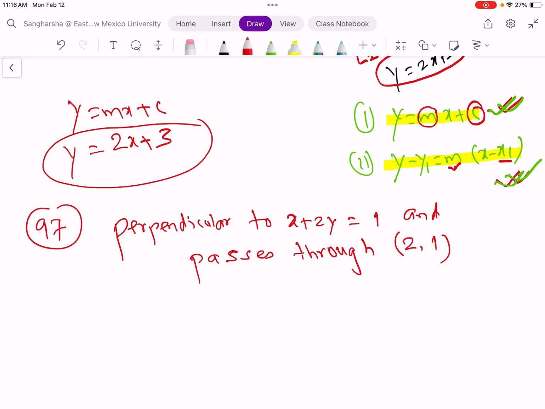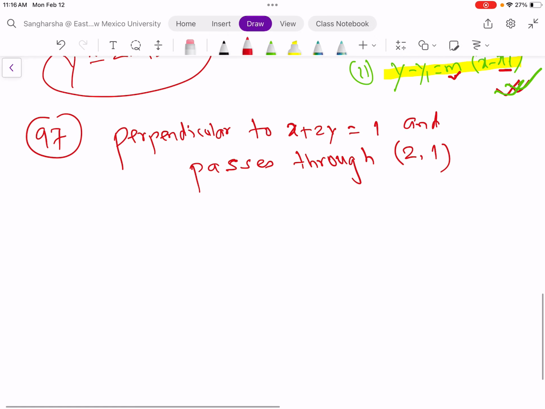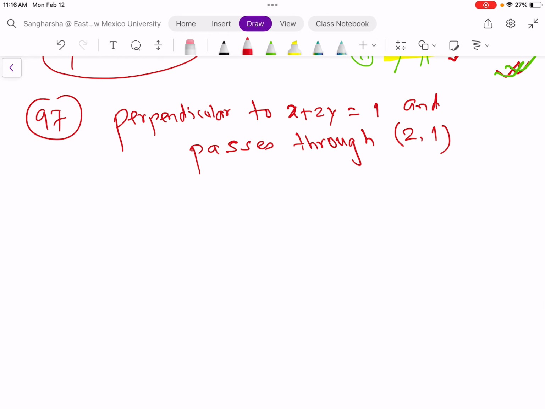So we need to find the equation of a line. Let's draw our line. Let's say this is what we need to find, the equation of this line, and let's call it line 1. This is not necessarily a horizontal line. We don't know whether our line is horizontal or vertical. So this is what we need to find, the equation of line 1.